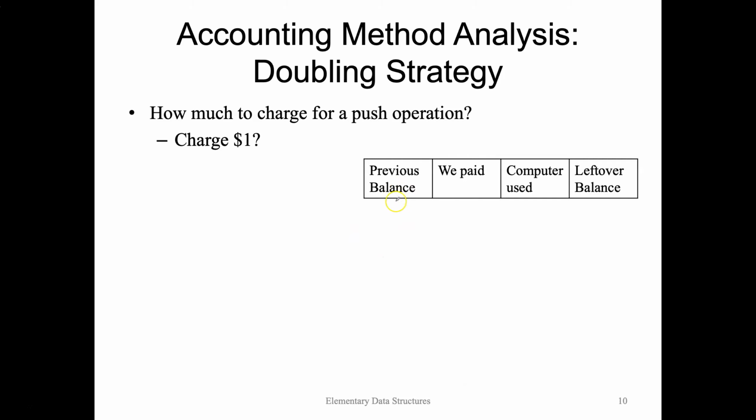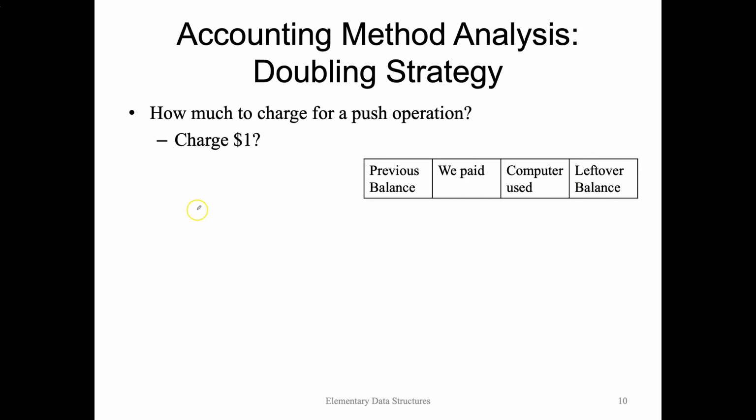So I'm going to keep track here of how much balance we have so far: how much we paid the computer, how much the computer has to use, how many primitive operations it has to incur. And again, we're thinking of, in this example, inserts and copies. And then how much leftover balance we have. And this will kind of bring in the previous balance.